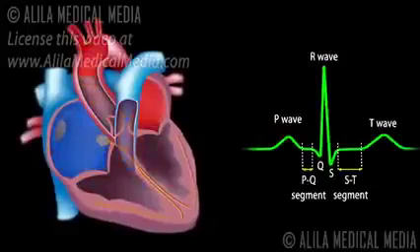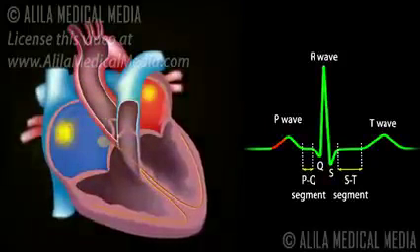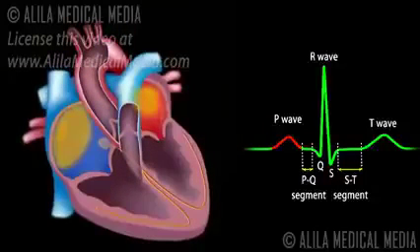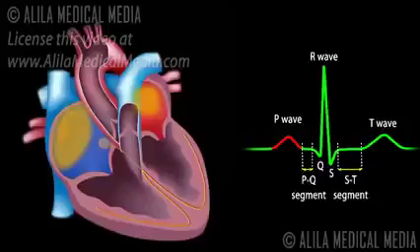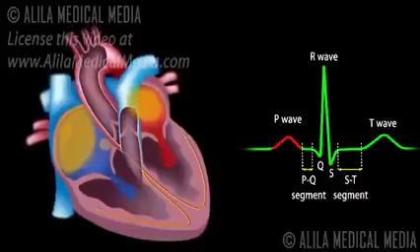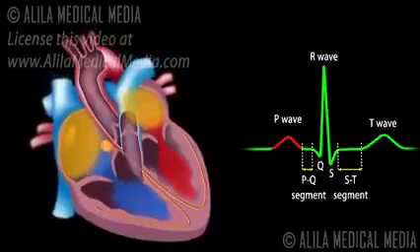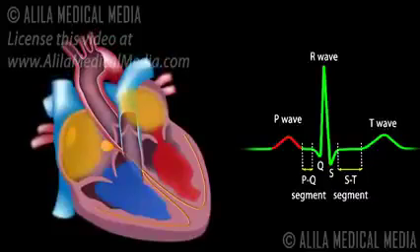When the atria are full of blood, the SA node fires. Electrical signals spread throughout the atria and cause them to depolarize. This is represented by the P wave on the ECG. Atrial contraction, or atrial systole, starts about 100 milliseconds after the P wave begins.